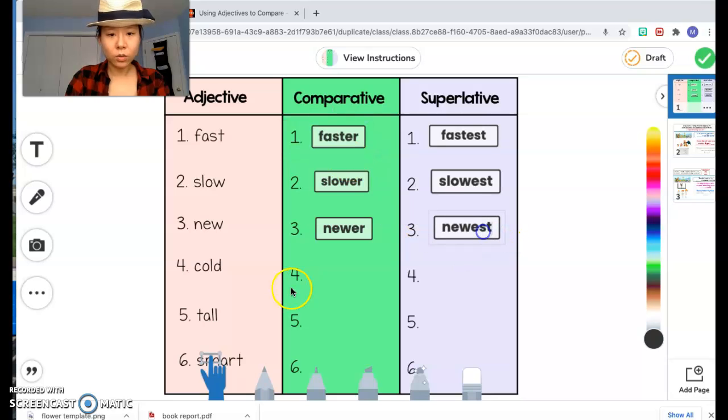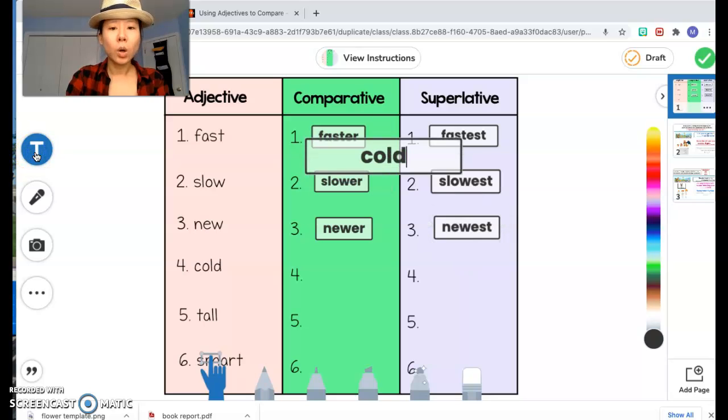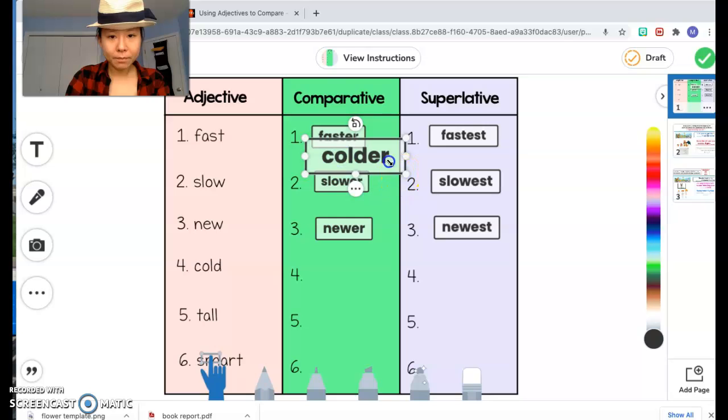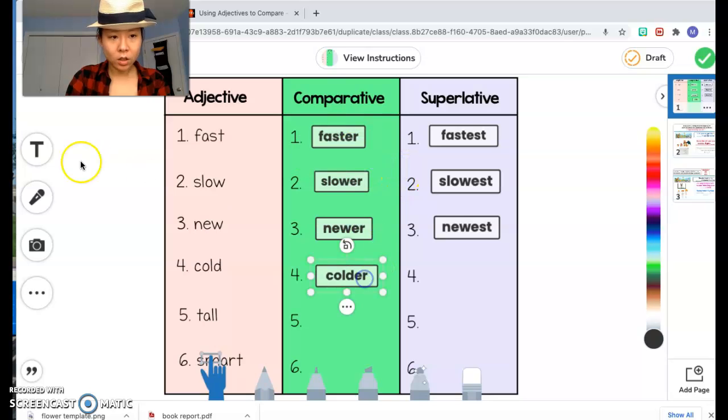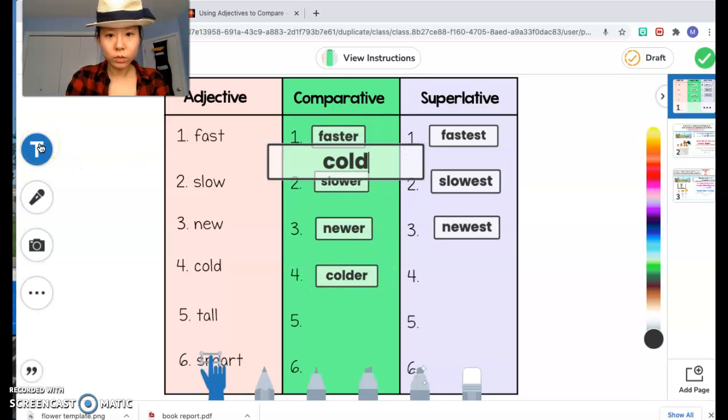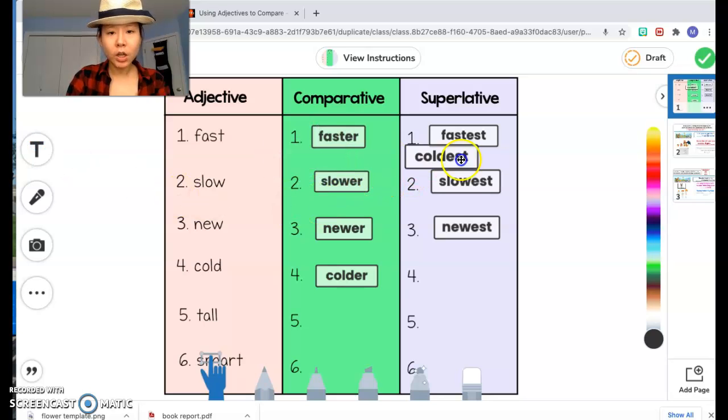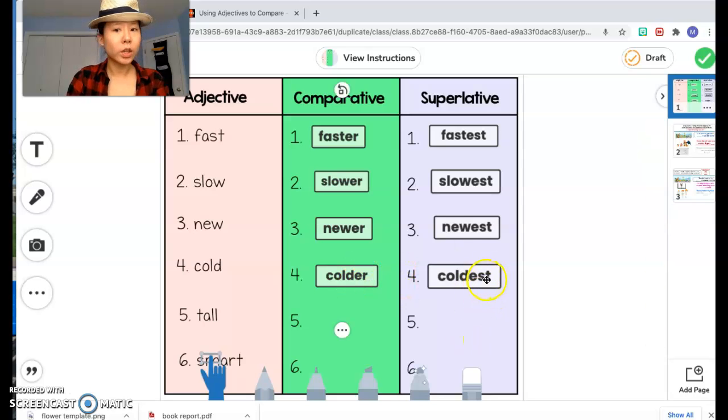Okay, let's do one more. Cold, colder, and coldest. Remember, for the green one, comparative, we compare two things, so we add er. For the purple one, we compare three things, so we add est.